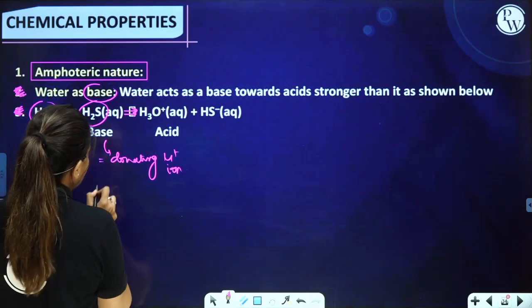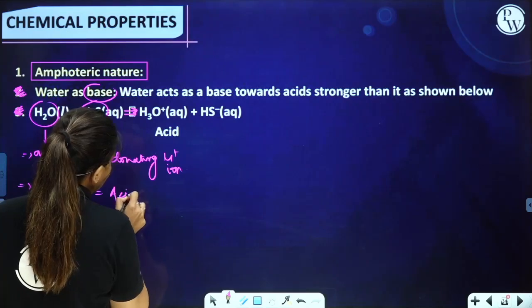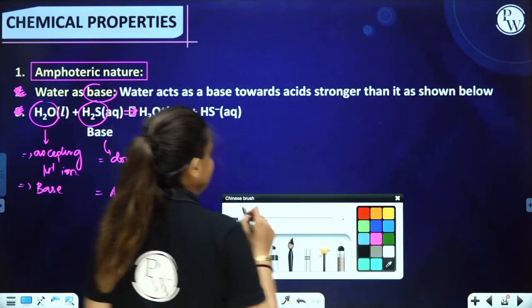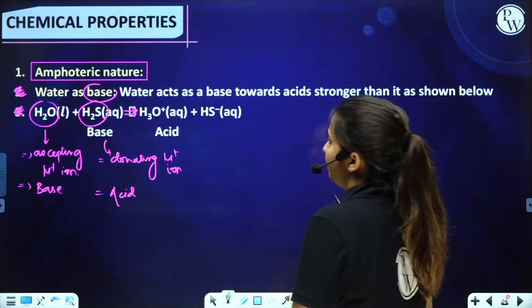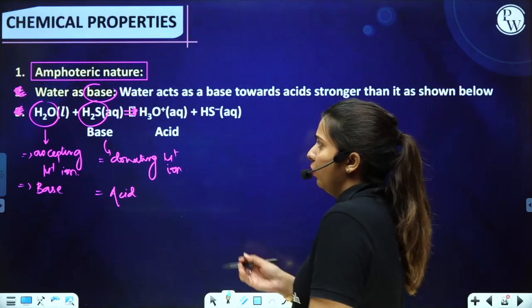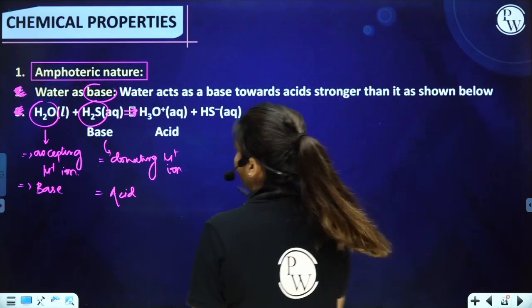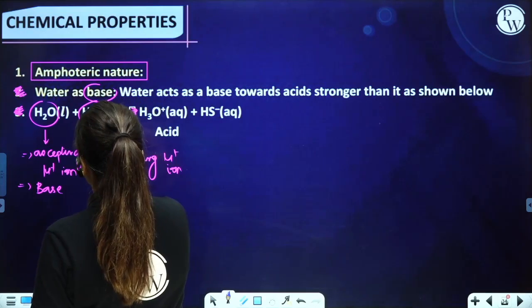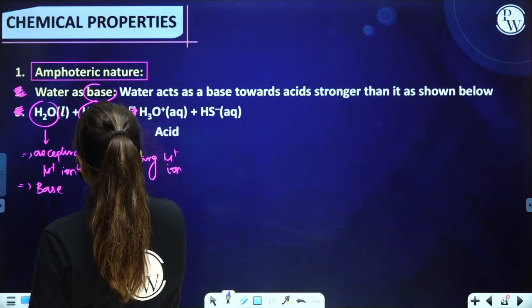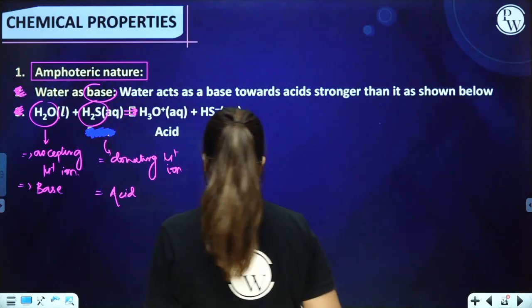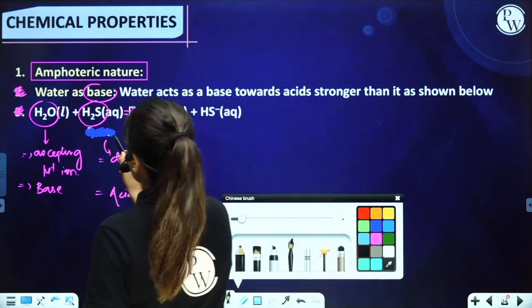And we are calling it an acid. Whenever there is an acid, when it is donating the H positive ion, it is written incorrectly over here. This is not a base, this is a base. So what is happening over here?